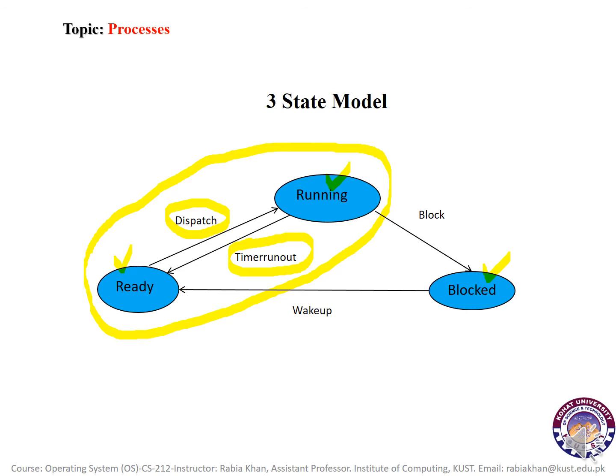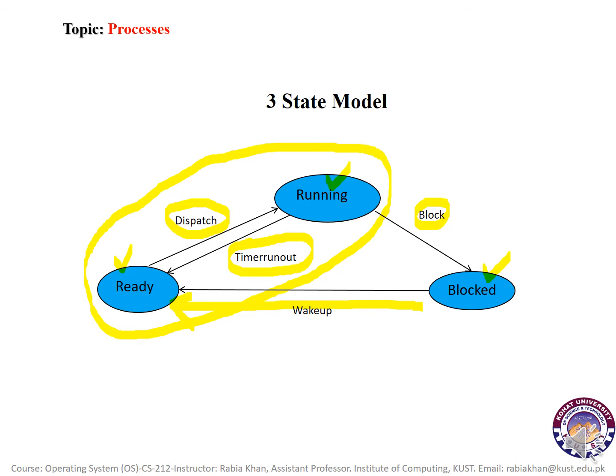So the block function of the operating system is called, and the process changes its state from running to block state, which is a waiting state, an active waiting. Now when the event happens, or when the user gives input to the blocked process, the process goes back to the ready state. The process from block state goes back to the ready state. It will not go back to the running state from where it came to the block state.